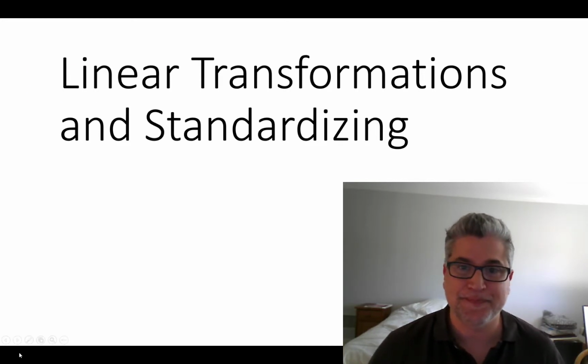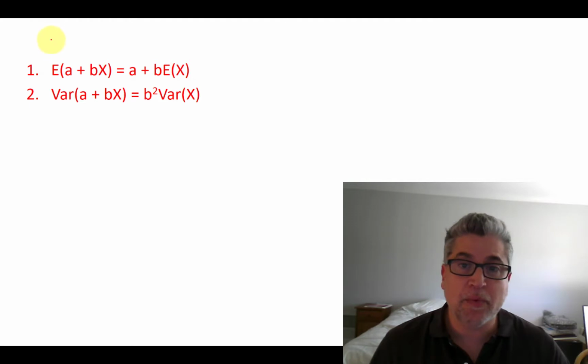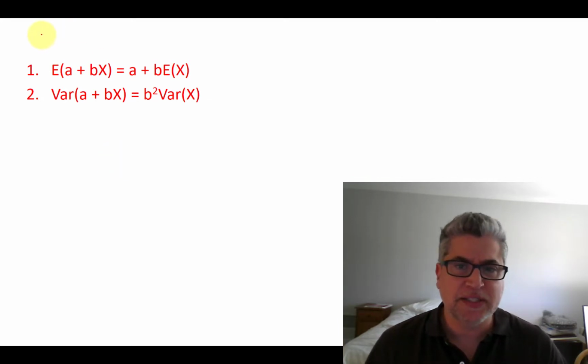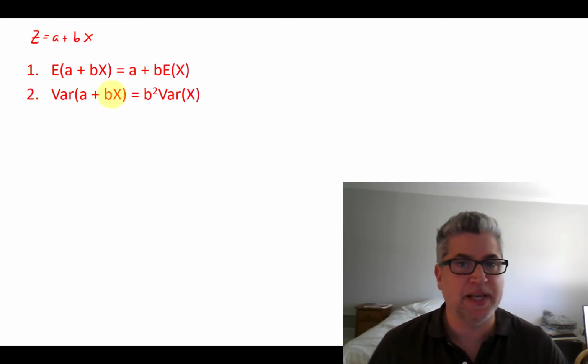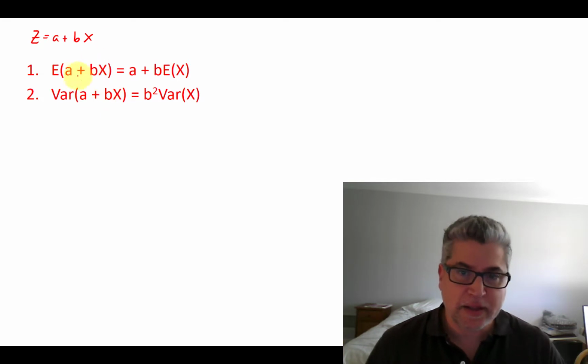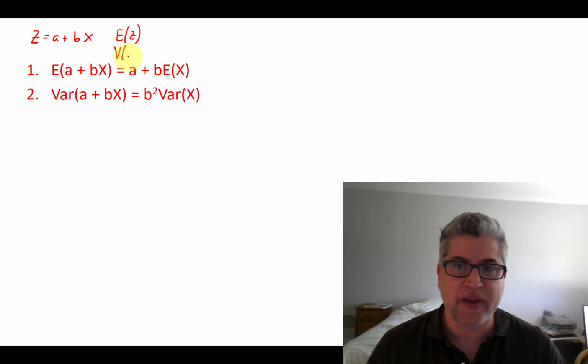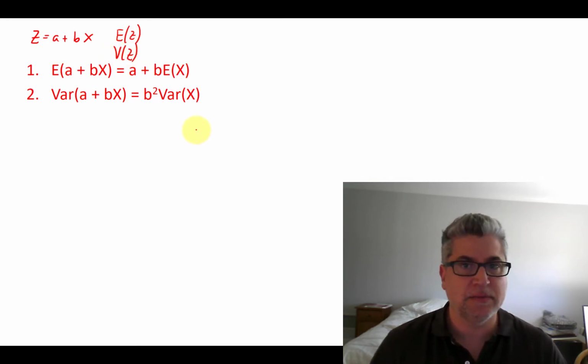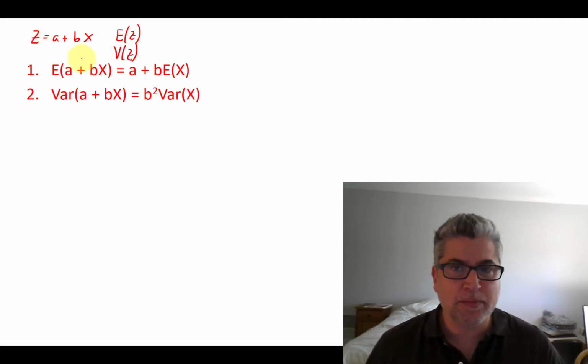Let me show you. If you've got some random variable x, and you transform it by, let's say, adding and multiplying by something, you get these new expectations and new variances. So let's say that you've got some random variable z, and it's equal to the original x variable, but then you multiplied it by something and added something. And these two formulas will tell you what the expected value of z is and what the variance of z is. Now I chose z here purposefully.